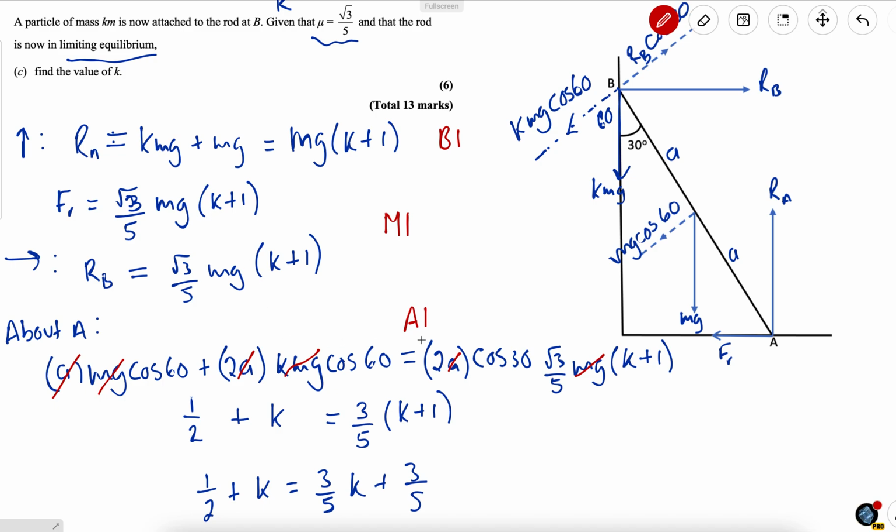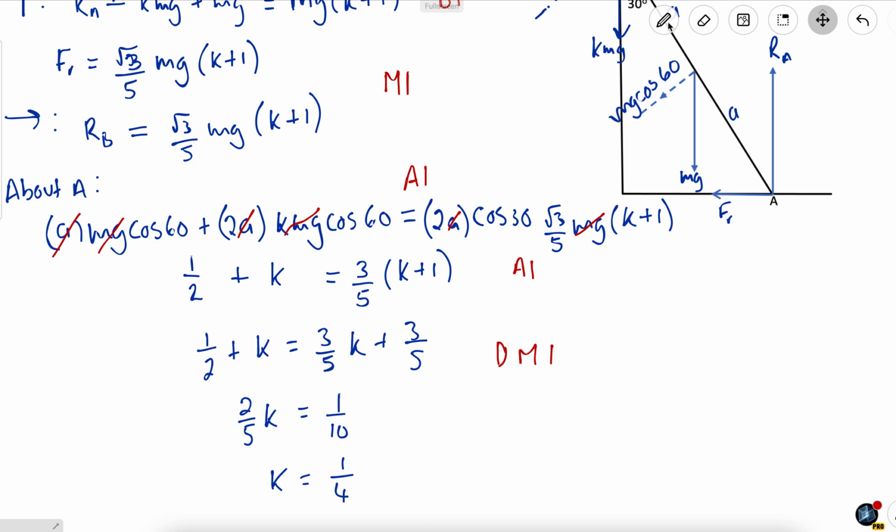So you get an accuracy mark for this in this unsimplified form. Then you'll get another accuracy mark without, so I'll put it here, but without the sign and the A. So you've cancelled out the A and you've put the exact values in. You can still have mg in at this stage and get that mark. There's a dependent method mark for solving an equation in K, dependent on getting these marks here. And then finally, an accuracy mark for K equals 1/4.